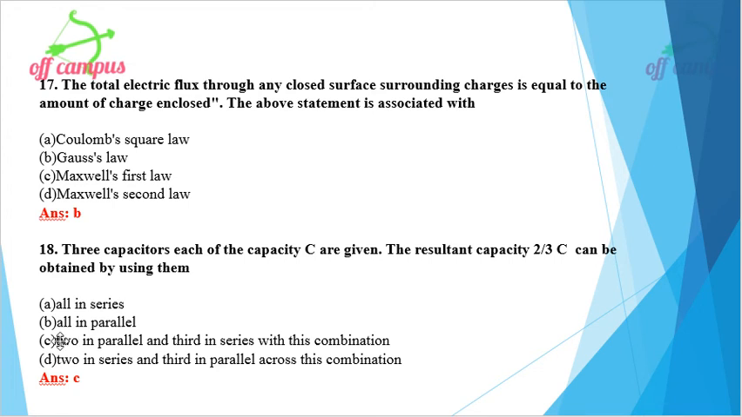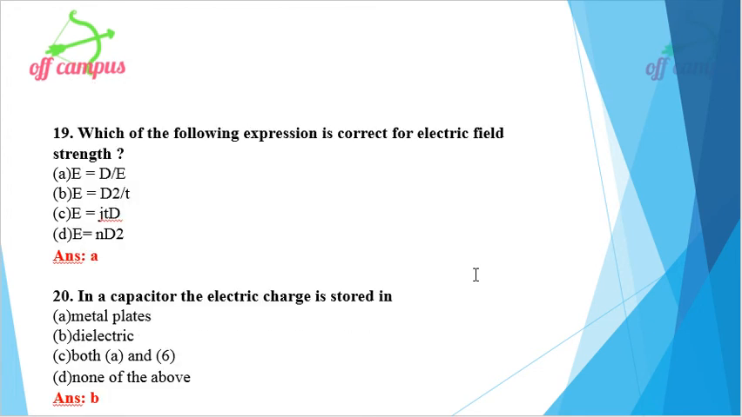We all know that when we do in parallel, we get C plus C, 2C. Then the third in series with this combination: 1 by 2C plus 1 by C equal to 1 by C resultant. When we simplify, we get 2 by 3 C as the answer. So, answer C, 2 in parallel and third in series with this combination, is the right option for this problem. Then move on to the next.